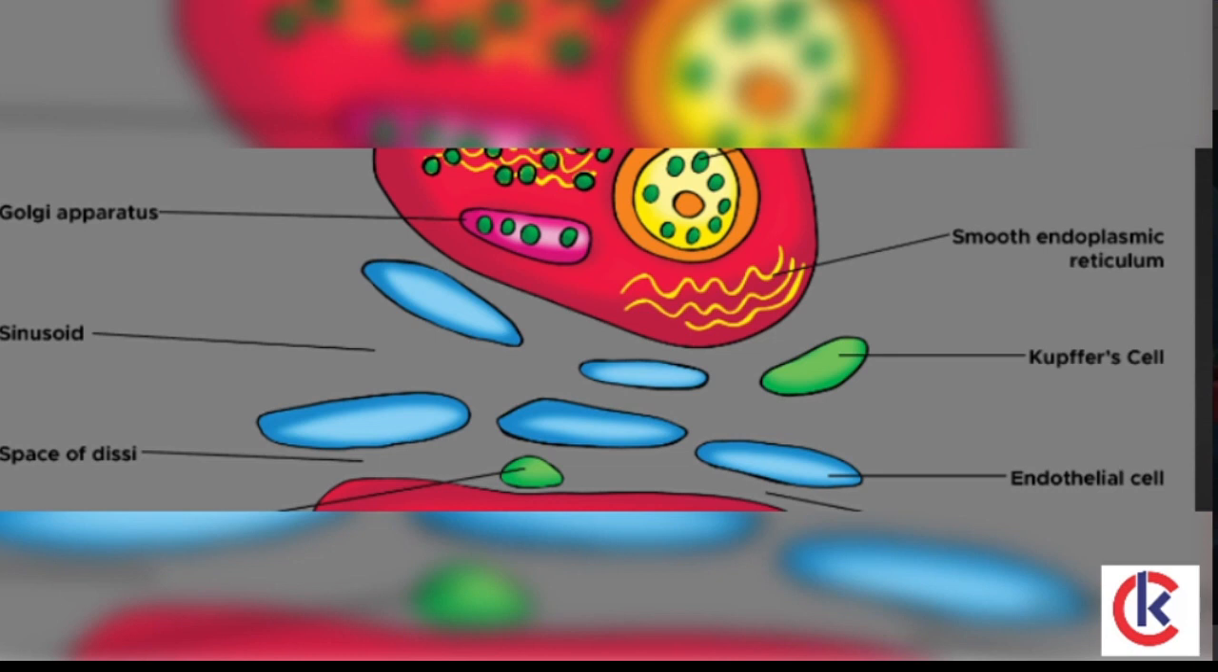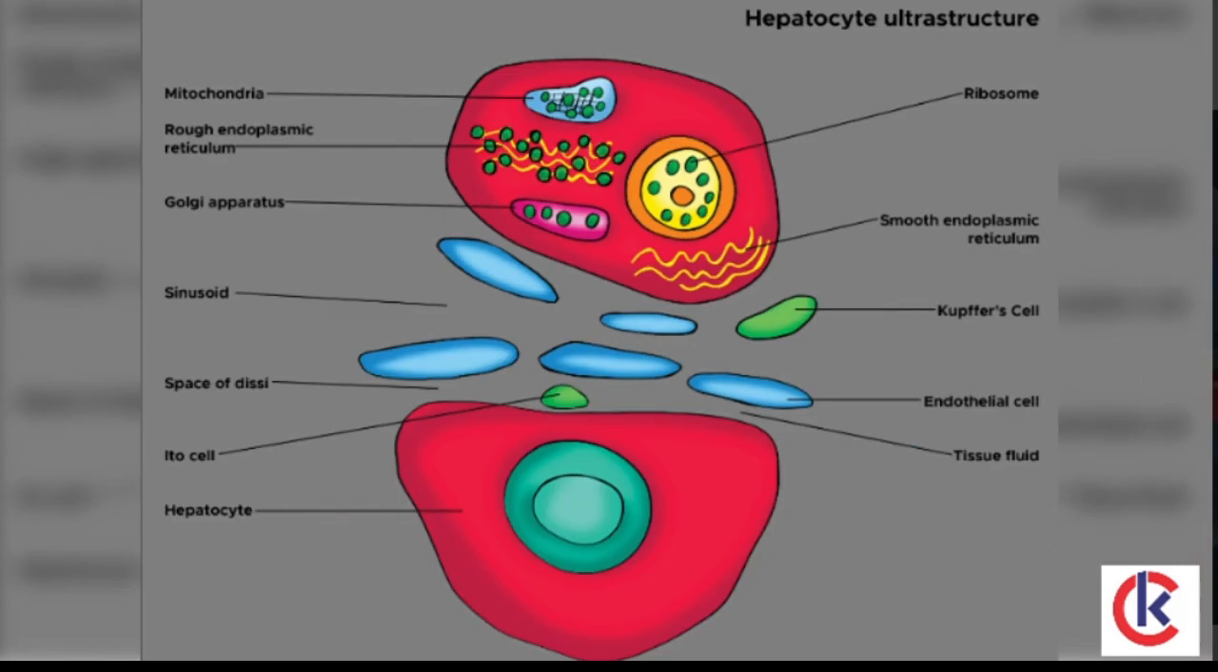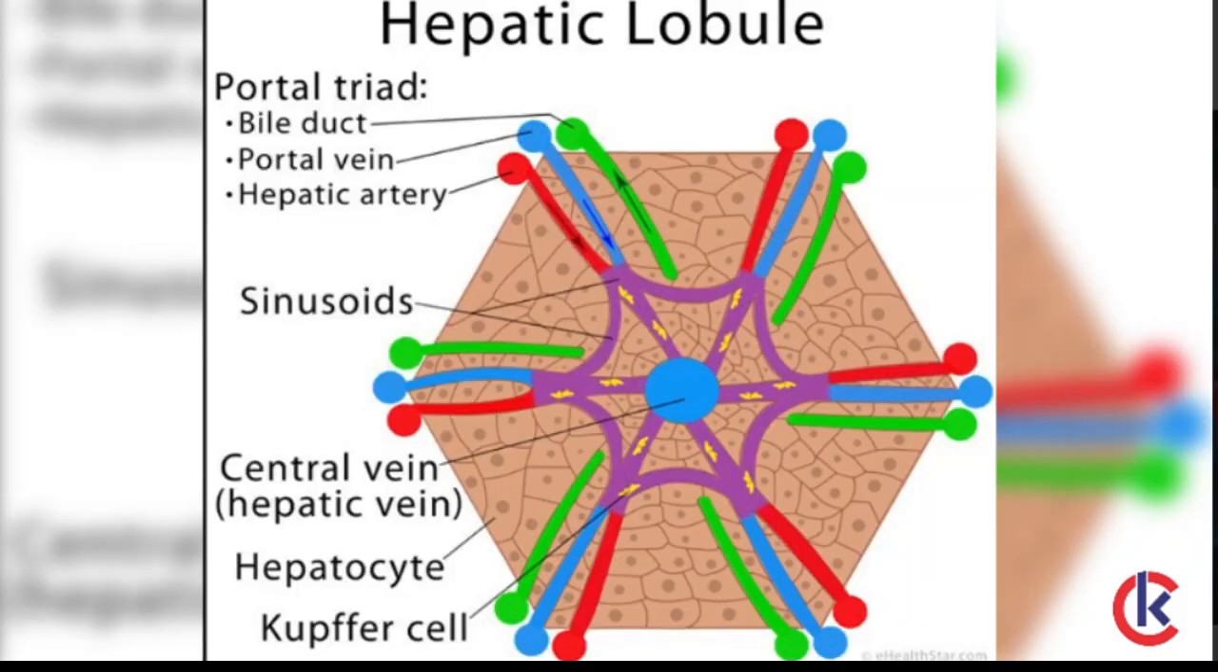2. Sinusoid. Sinusoid is a narrow tube which is integrally attached to the central vein. Inside the sinusoid is present a special type of cell called Kupffer cell. It fights against infectious cells. 3. Portal triad. Every hexagonal lobule corner has 3 ducts, so it is called portal triad.